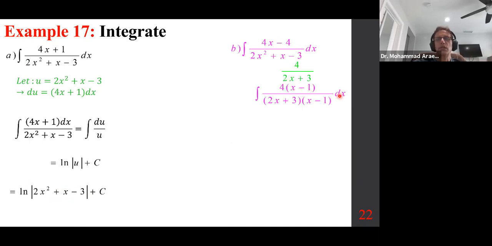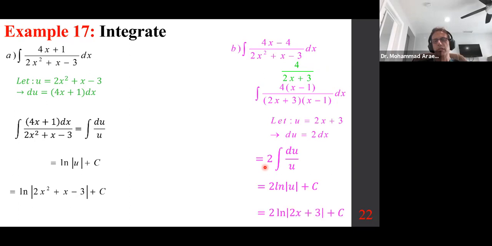Now we are dealing with 4 over 2x plus 3 times dx. We want to integrate that. Let u be the bottom, and du becomes 2 dx. So remember, the top is 4 dx. That's why it generates a number 2 outside, because it's 4 in the numerator. This is a natural log again. Replace it, and you keep the absolute value sign because this expression 2x plus 3 can be positive or negative.